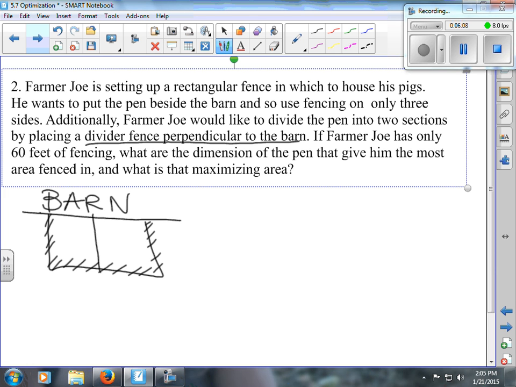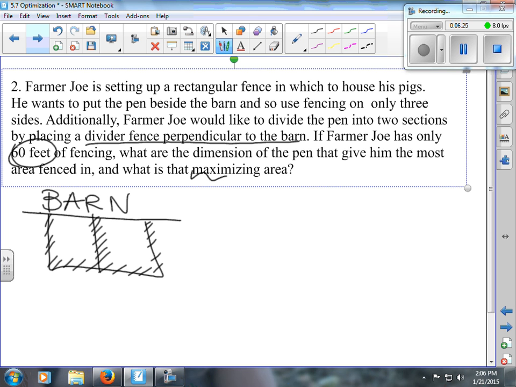Maybe he wants to keep the boys and the girls separate. But we're going to put up another fence perpendicular to the barn that divides my pen. He has 60 feet of fencing. That's important. What are the dimensions of the pen that will give him the most area fenced in?